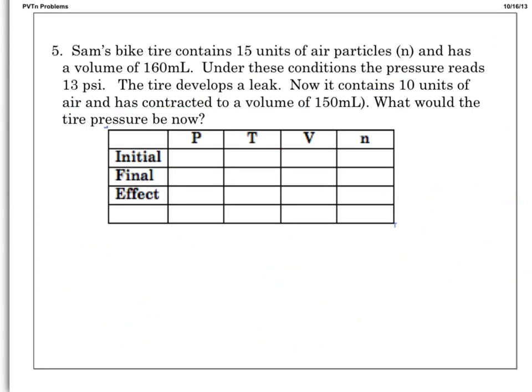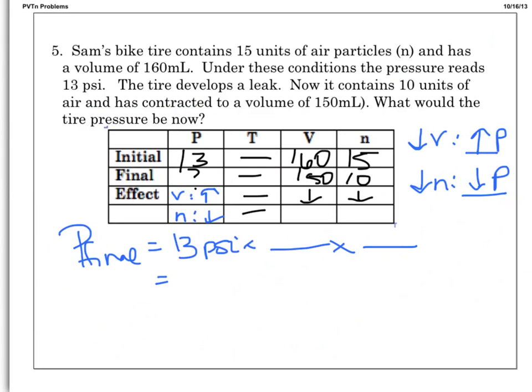For this one here, once again, I would like you to go ahead and try this on your own. So hit pause, try it on your own, and come back and check your answers. Okay, to finish this one up, if we look at these numbers here, the pressure would go up according to the volume, whereas the pressure would go down according to the amount.